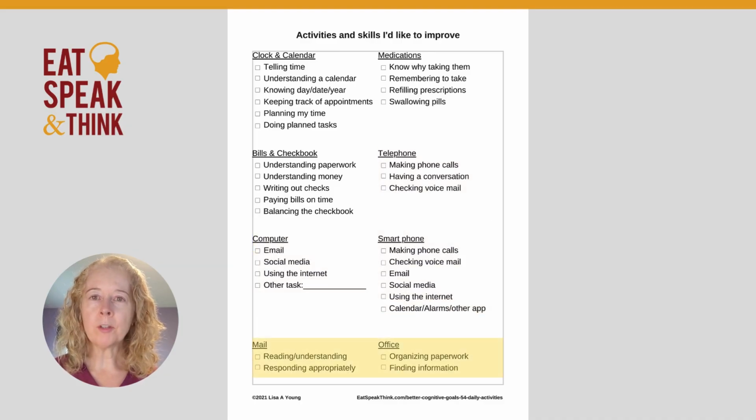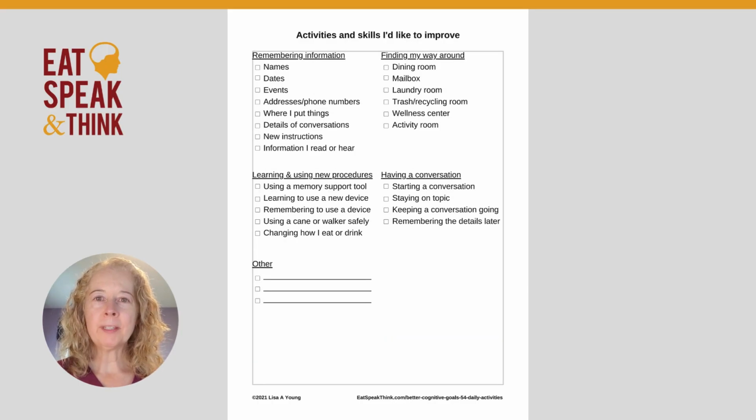Mail and office often go together. If my patient is having trouble reading or responding to their mail, they're probably also having trouble organizing their paperwork and finding important information in an efficient way. Flipping the checklist over, we see remembering information and learning and using new procedures. These are very common goal areas for my patients.